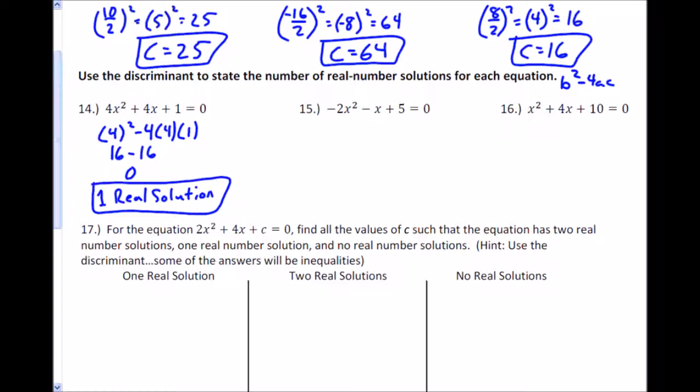So the next one, again, I use my discriminant. So I do a negative 1 squared minus 4 times a, which is a negative 2, times c, which is a positive 5. And I plug it in. That's a 1. This is going to be a plus 40, which gives me a 41. This time, since my discriminant is 41, that's a positive, means I'm going to have 2 real solutions.